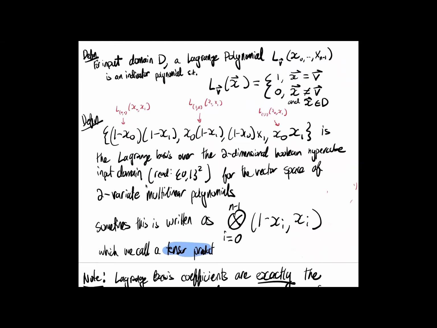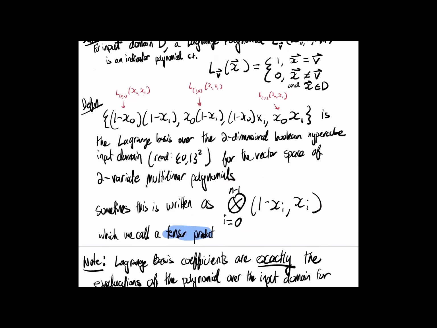The endianness of this is wrong, but let's ignore that for a sec. Sometimes this is written like this, which is like a tensor product expansion. Now, what is a tensor product? Tensor product is something like this.